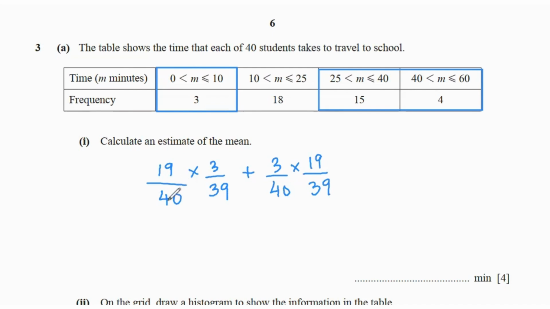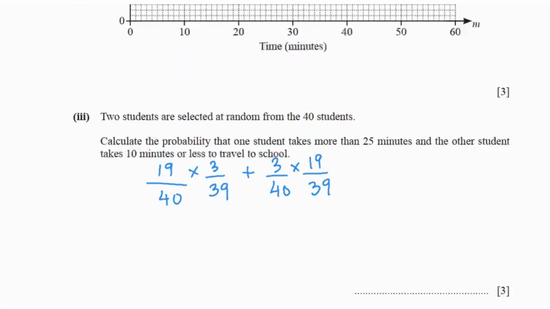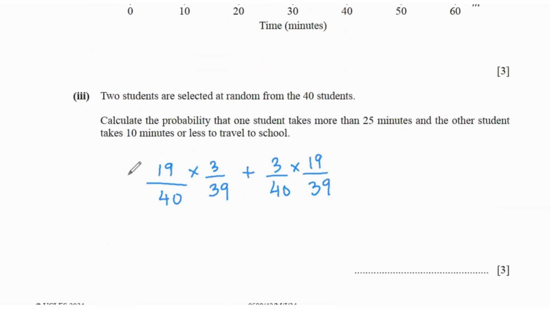So in the first case, we're picking the more than 25 one first and then the less than 10. And the reason why 40 is becoming 39 is because we're taking out one person from this data set. So there's one less. Hence, the total reduces to 39. And in the next case, we're taking the one who travels less than 10 minutes first, and the one who takes more than 25 minutes next. So this is going to be a probability. And the final answer is going to be 19 over 260.